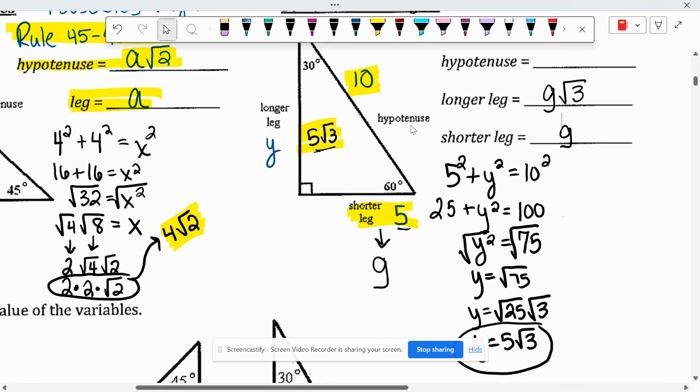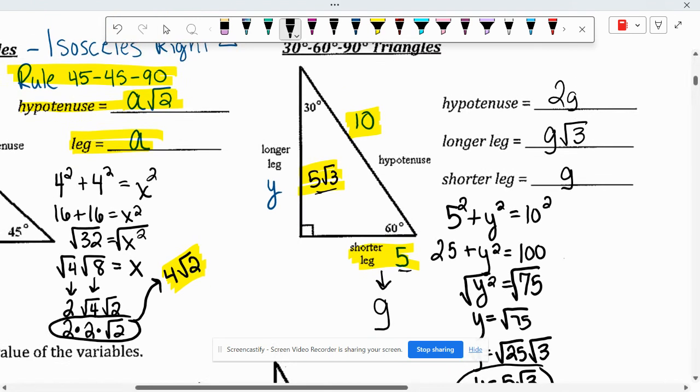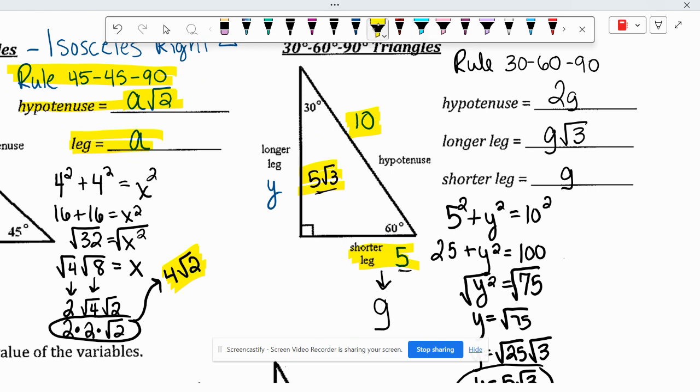Okay? What about the hypotenuse? I would compare it to the short leg. Compare the short leg, which right now is 5, to the hypotenuse, which becomes 10, and tell me in terms of G, what did I do? 2G. So this is the rule for a 30, 60, 90 right triangle. Okay, this is the rule for 30, 60, 90 right triangles.